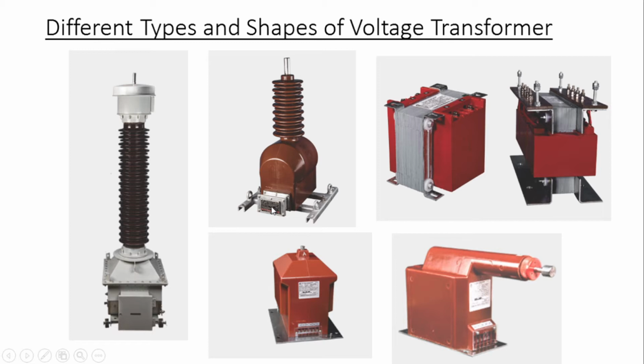Here you can see the rating plates on which the ratings of VT are mentioned. As per the construction, these two types of VTs are for outdoor application and designed for use in high voltage systems. The only difference is this: this VT has oil in the bushing for cooling, and this VT has a resin body and is natural air cooled.